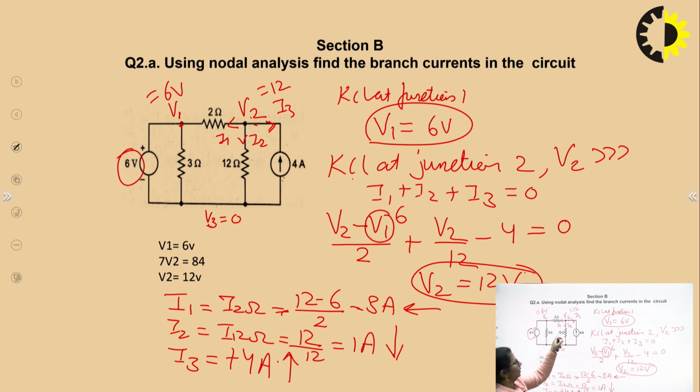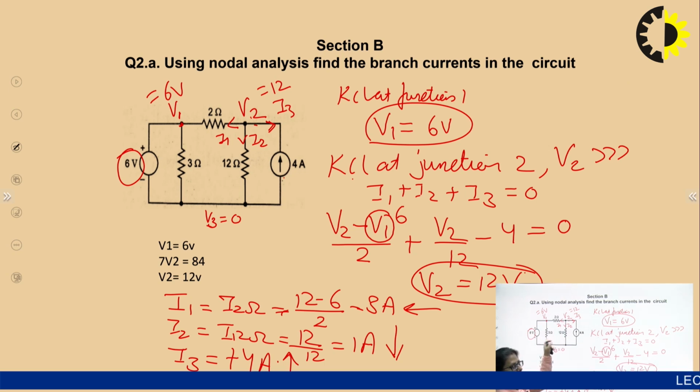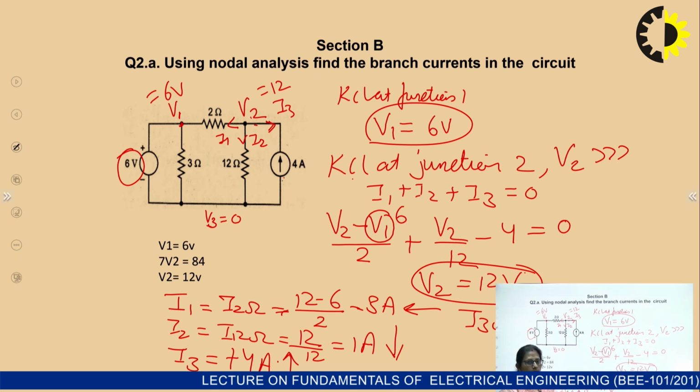Then what is the remaining one? The current flowing in this 3 ohms would be given by V1 upon 3. V1 is 6, 6 upon 3 is 2 amperes, and the direction of the current would be downward. So these would be the currents in the various branches of the circuit, and that we have solved using nodal analysis.